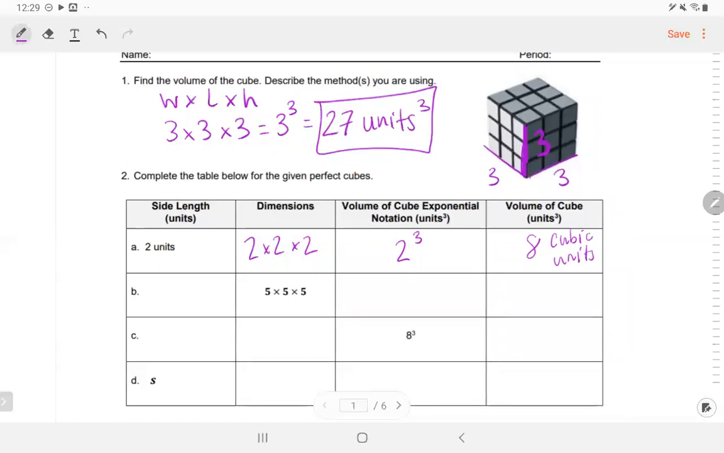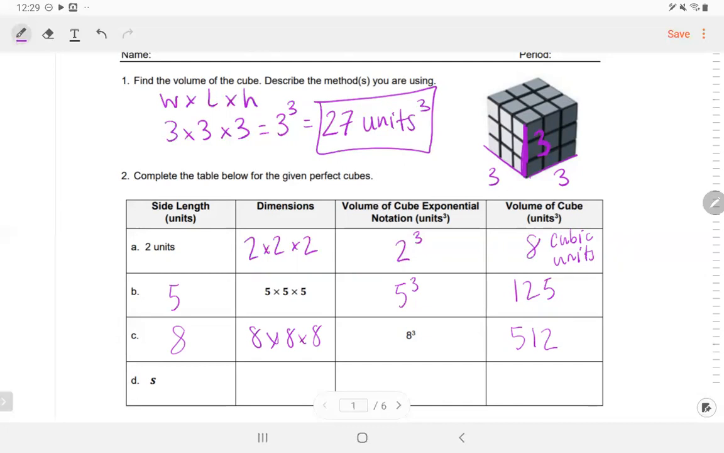If our dimensions were 5 by 5 by 5, our side length would be 5. And this would be 5 cubed. 5 times 5 times 5 is 125 units cubed. If our volume of a cube in exponential notation was 8 cubed, our dimensions would be 8 by 8 by 8, and our side length would be 8. Whereas if we multiplied 8 by 8 by 8, we would get 512 units cubed.